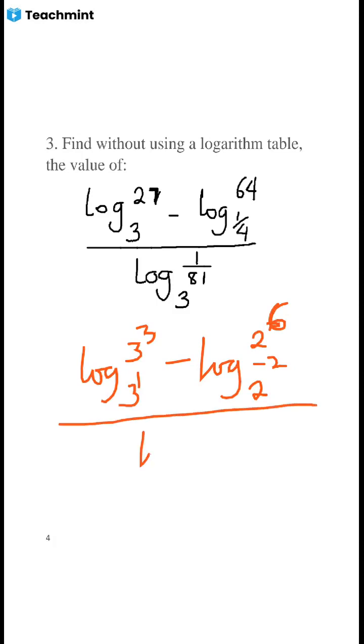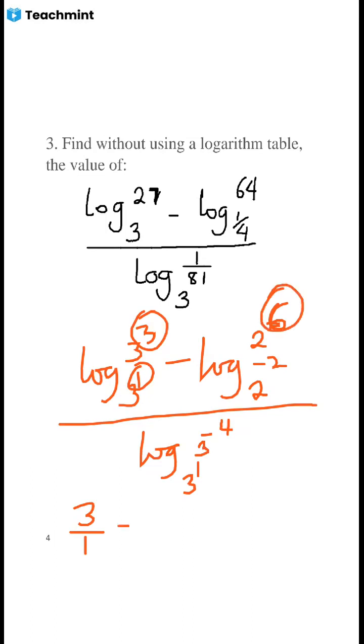over log 3 raised to power 1 over 81. You know 81 is 3 times 3 times 3 times 3, that is 3 raised to power 4. So 1 over 81 is going to be 3 raised to power minus 4. So we can take the power of this, that's 3 over 1 minus the power of this, divided by this, minus 6 over minus 2. Then I'm going to divide my answer by whatever I get here.